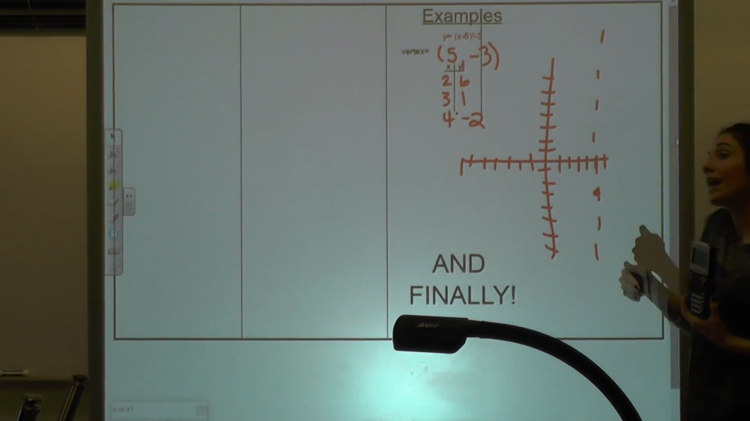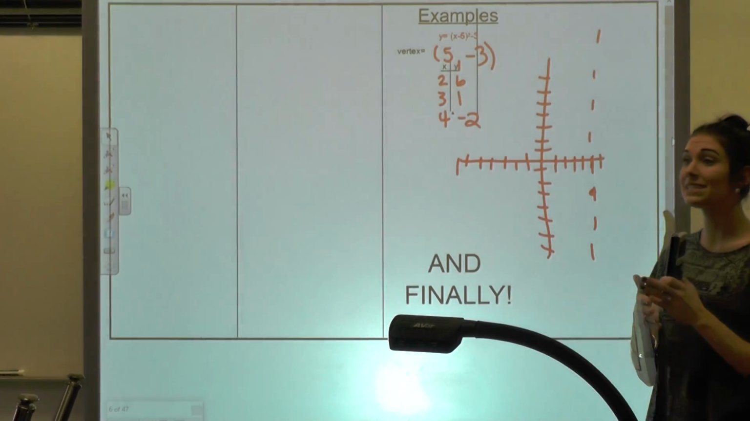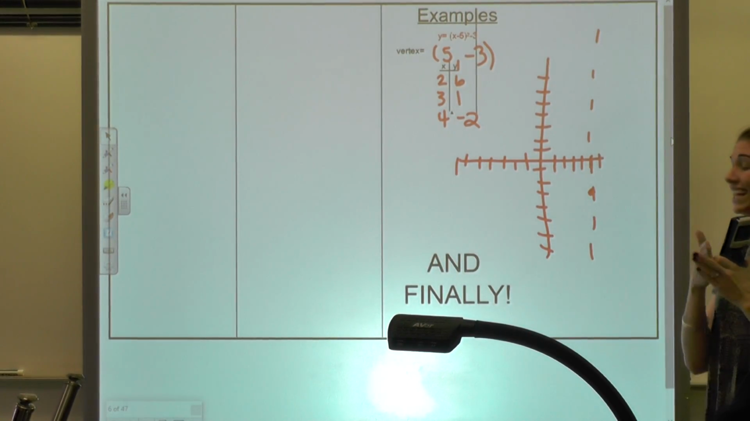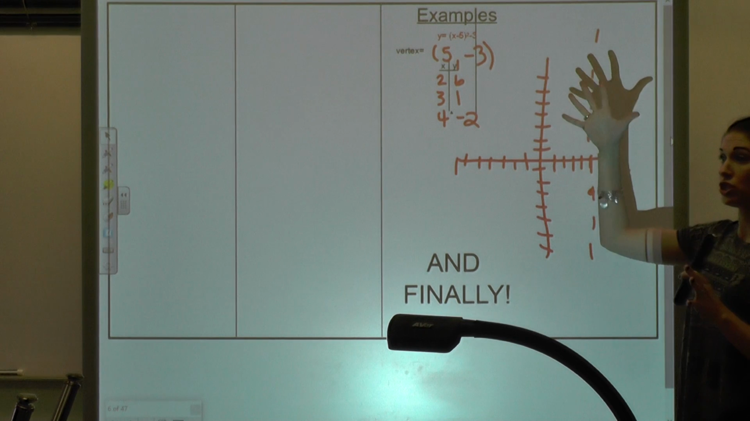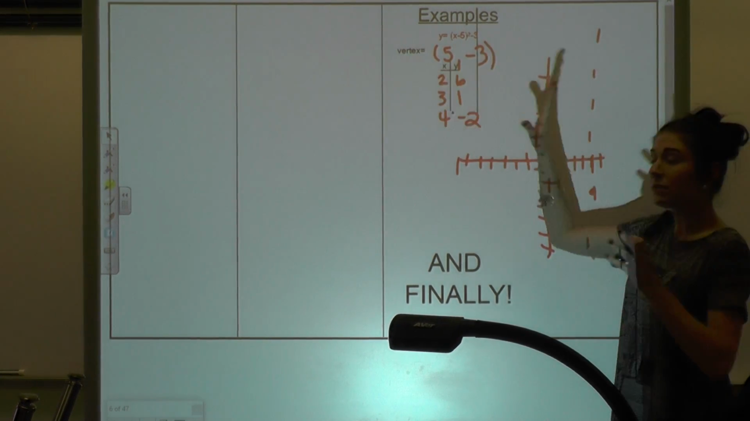If you were to do that by hand, you can pick any value that you want, because on your parabola you have infinitely many solutions. There's tons of them, they never stop. So I can pick anything that I want.